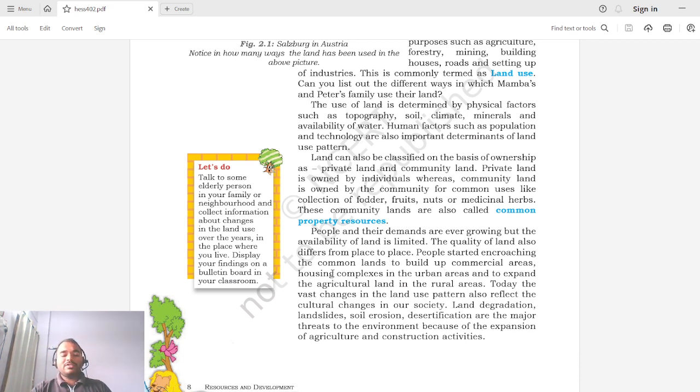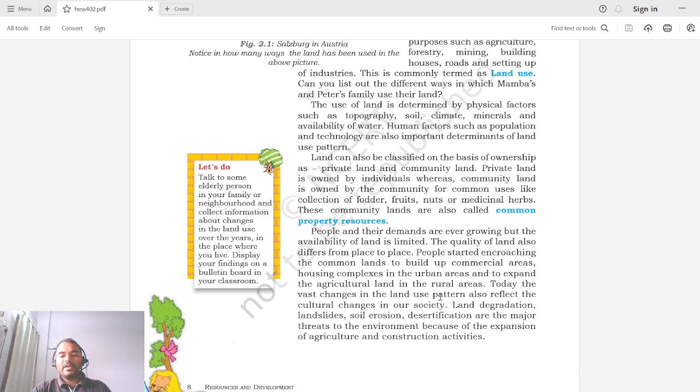So the land which was initially barren, not used, is now used for making commercial buildings in urban areas and to expand agricultural land in rural areas. Whatever land was left over without any usage is now being brought under agricultural activity. So you can see in urban areas it is used either for setting up industries or building commercial complexes, whereas in rural areas the land is used for agriculture.